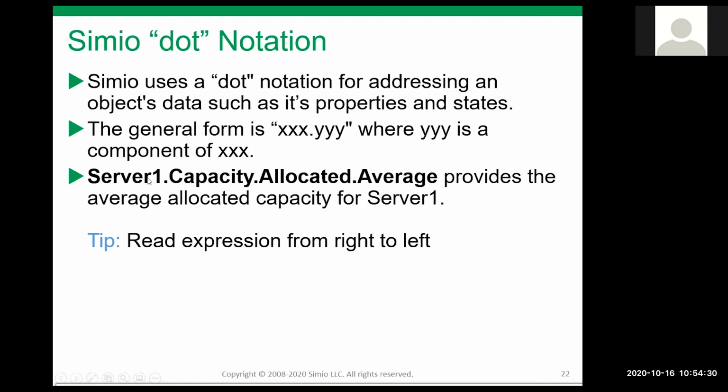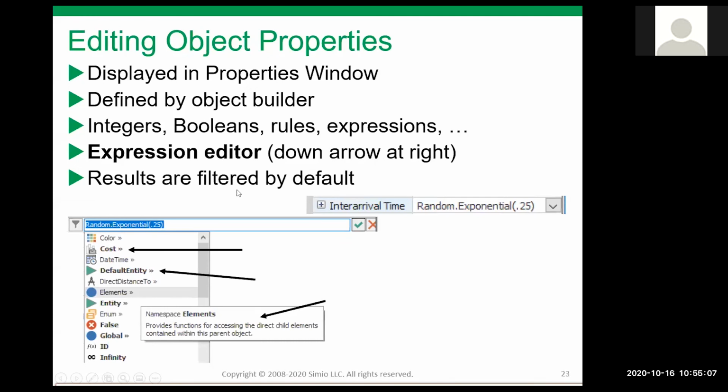So this is an example. In our model, we had something called server 1, and it has a capacity keyword in it, and part of that capacity is allocated, and one aspect of allocated capacity is average. So you have to build these from left to right, but in fact, it's easiest to read from right to left, and so this expression would represent average allocated capacity of server 1. And so we have object properties that we can specify here.